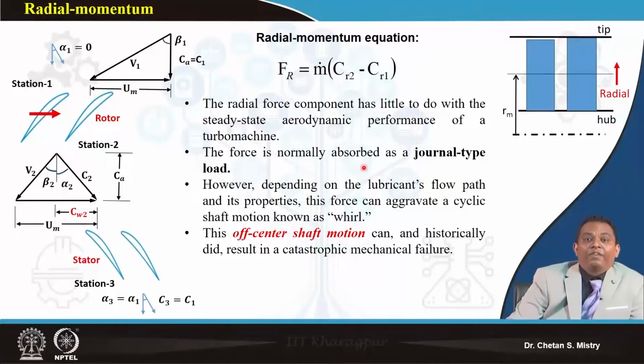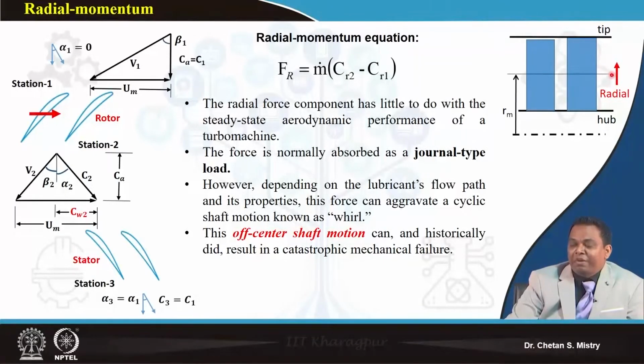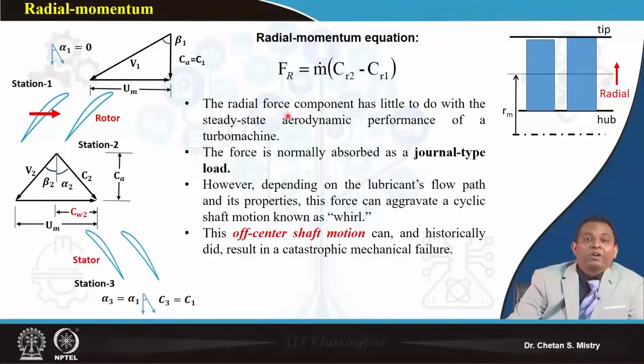Next we have the radial component, representing the radial direction. The radial momentum is given by m dot cr2 minus cr1. This radial force has nothing to do with the steady state aerodynamics of the compressor, and mainly a journal kind of bearing takes care of this situation. But depending on the lubricant flow and its properties, the force can aggravate the cyclic shaft motion, which is known as whirl.